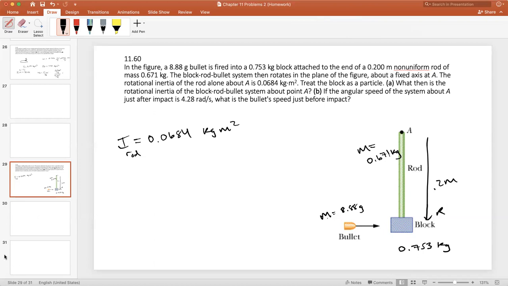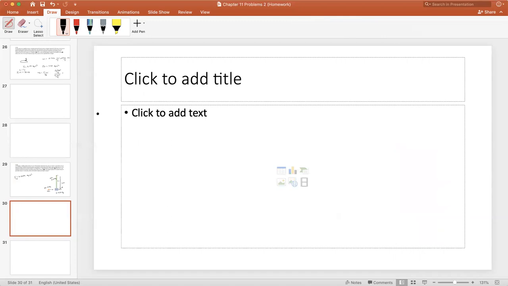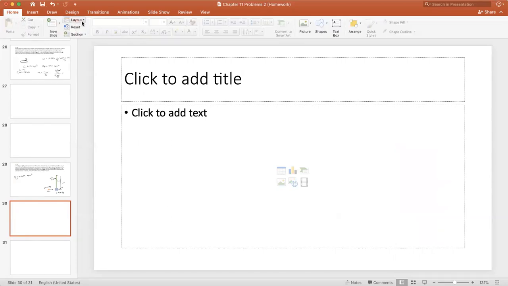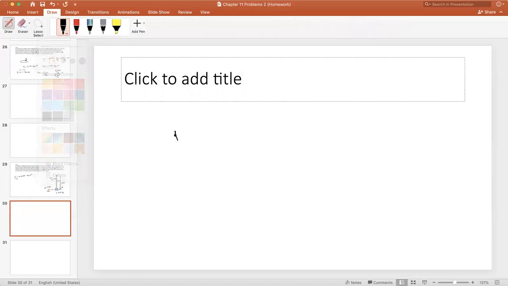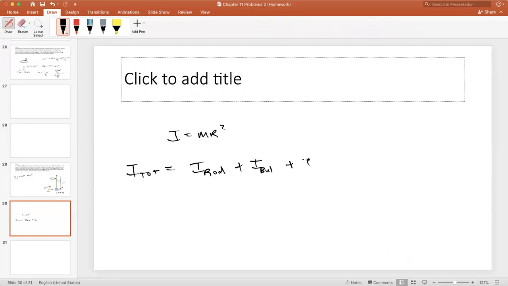So first things first, point particles. Let me change to a slightly different slide. For point particles, we have I is m r squared. The I total of the whole system is going to be I of the rod that was given, plus I of the bullet, plus I of the block. We were given I of the rod, and we have the mass of the bullet times r squared, plus the mass of the block times r squared. That's easy enough to handle.